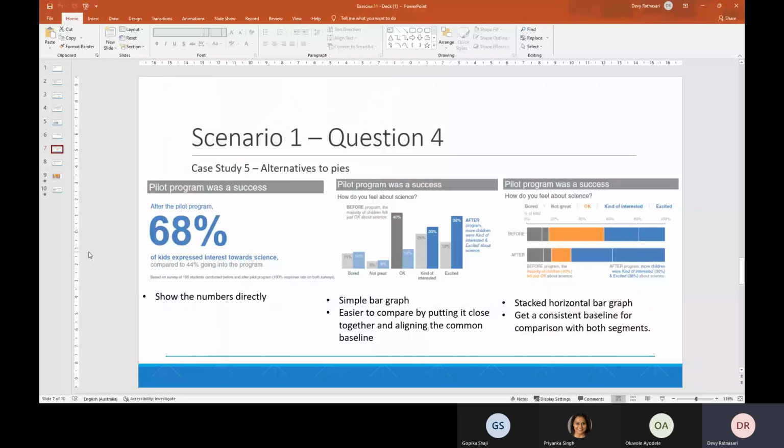So we make two categories, like before and after, and then based on the survey as well, like poor, not great, okay, or kind of interested and excited. So we can make the comparison before and after as well. So by doing this, we get a consistent baseline for the comparison of both segments.